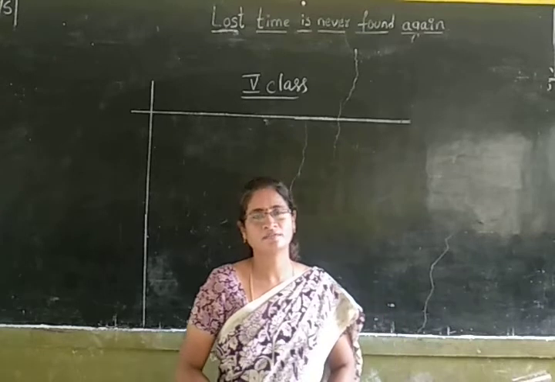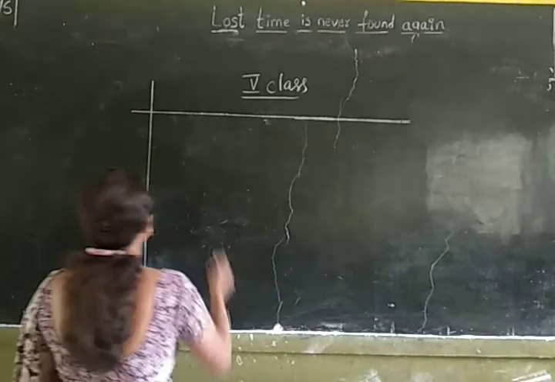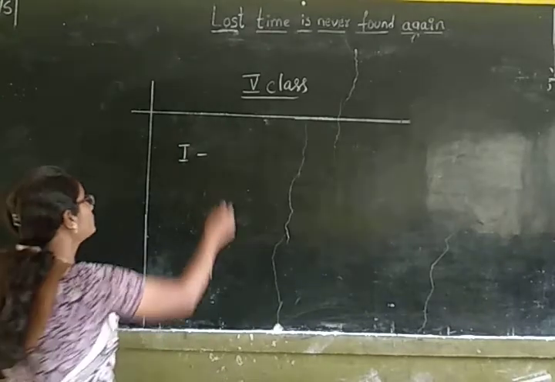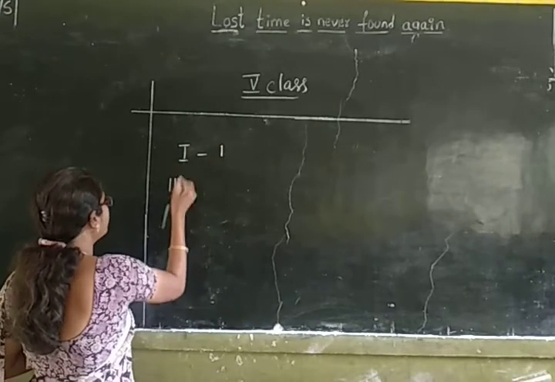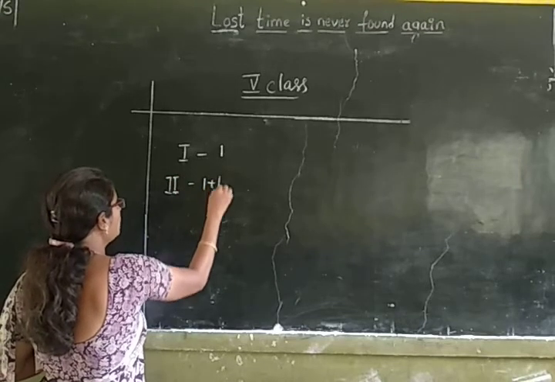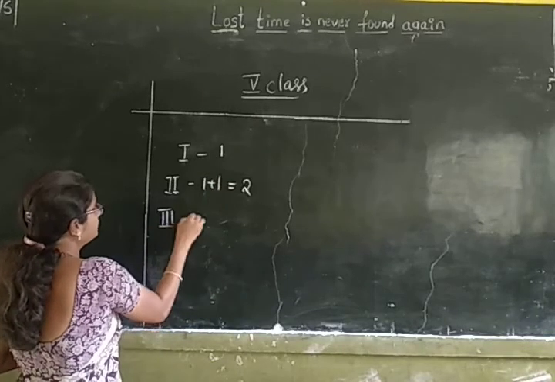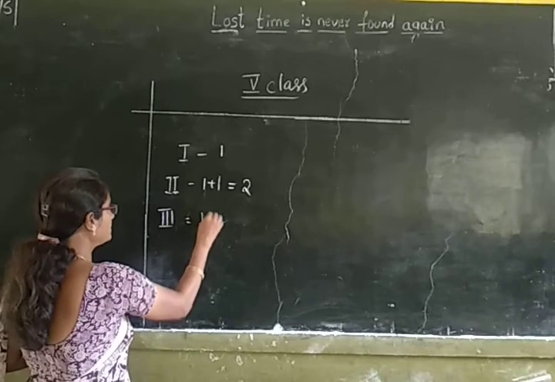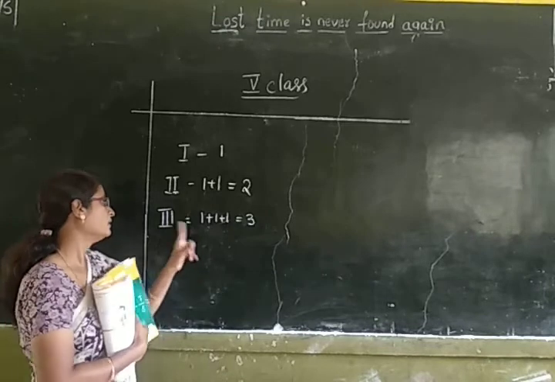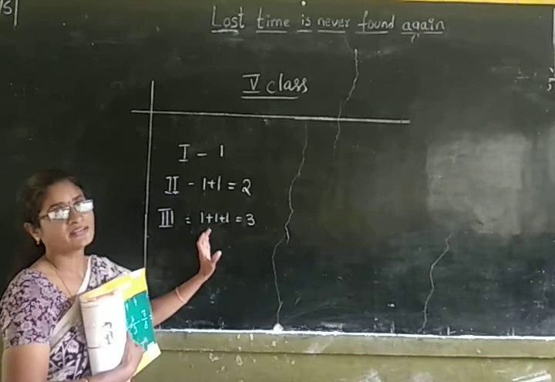So now let us try to convert some Roman numerals to Indo-Arabic numerals. The first one is I. I means 1 in Indo-Arabic numerals. II means 1 plus 1, which is equal to 2. Similarly, III means 1 plus 1 plus 1, which is equal to 3. Since I means 1, here I is repeated 3 times, so you are adding 1 three times.